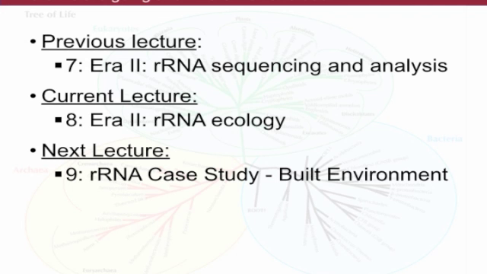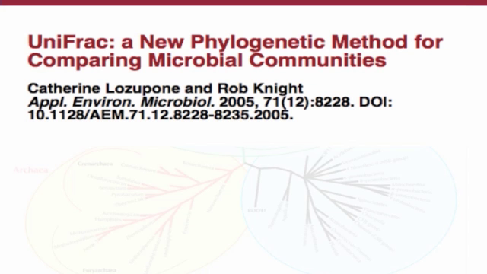Today, what we're going to do is talk about the two classic papers on using ribosomal RNA analysis to do ecology. There's this one on UniFrac, which is now basically the tool used to do ecological assays, comparisons of ribosomal RNA data. And there are both scientific reasons that it's become the tool and also just technical reasons.